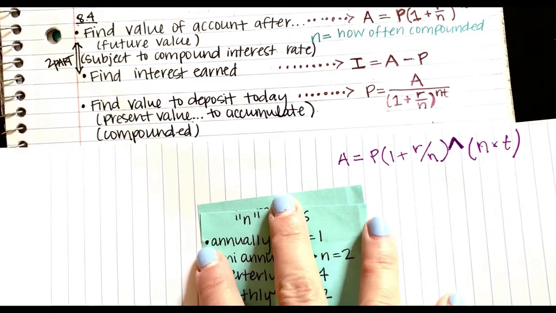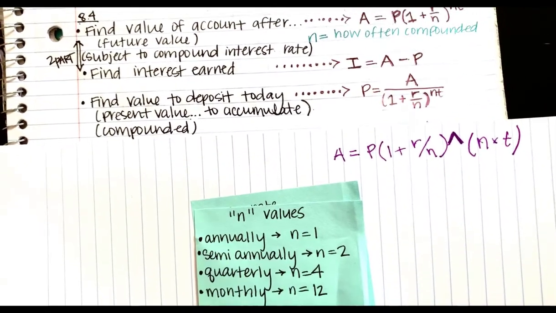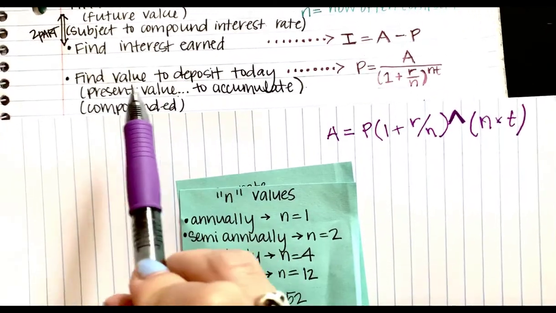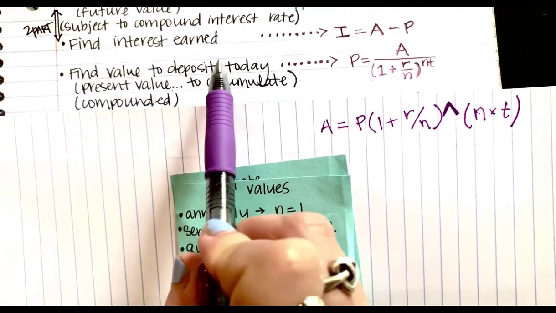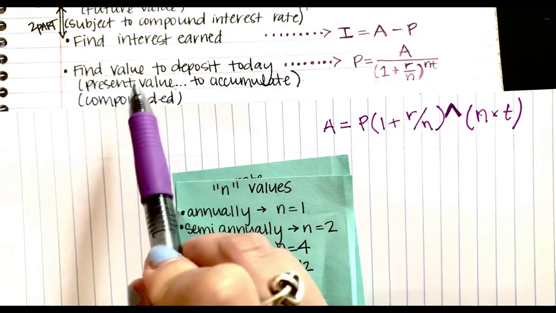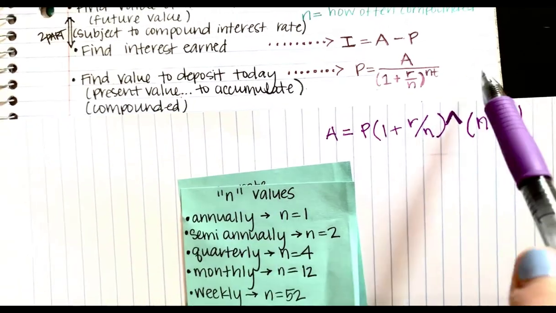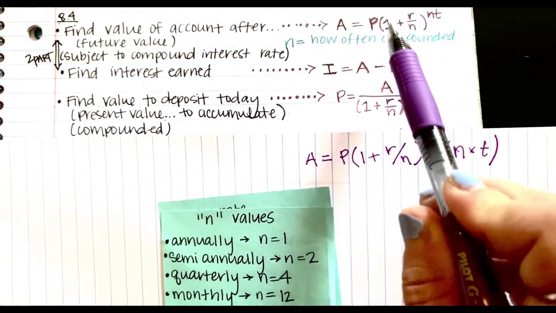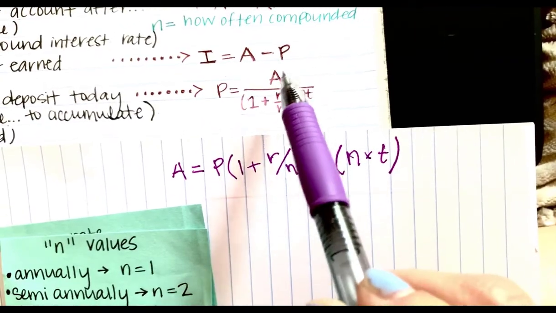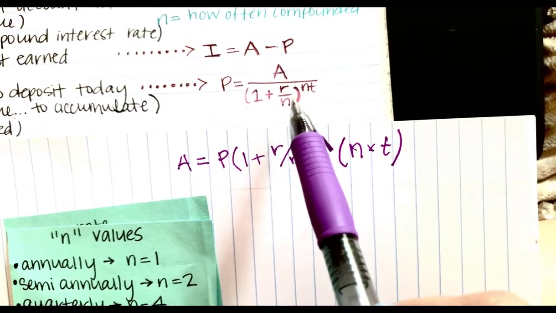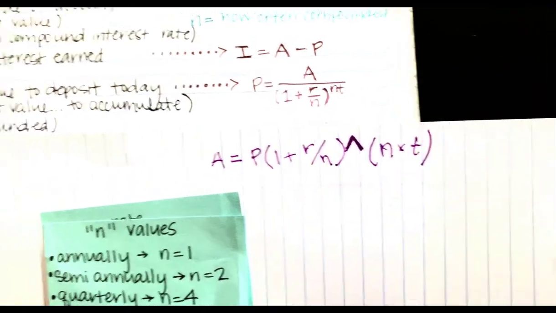Alrighty, next question. Find the value to deposit today. Again, they're not telling you find the present value. They're telling you to find the value today. Anytime that you see today, you know it's the present value. And again, it's the same formula. We just have rearranged it to find our P. P equals A divided by 1 plus R over N to the NT power.